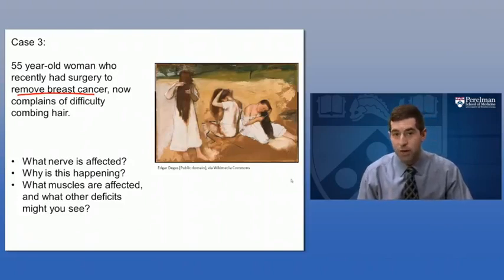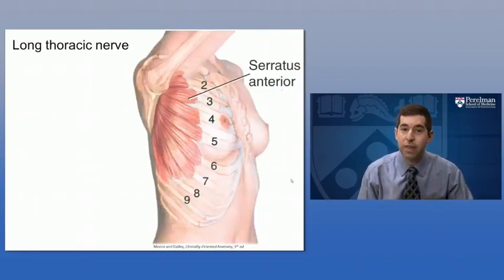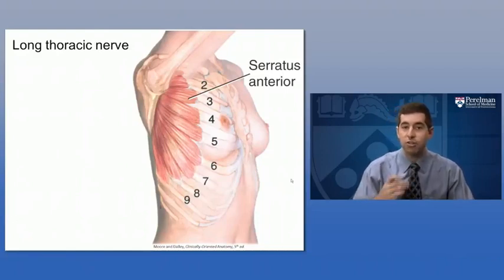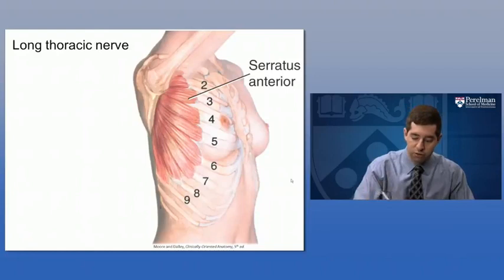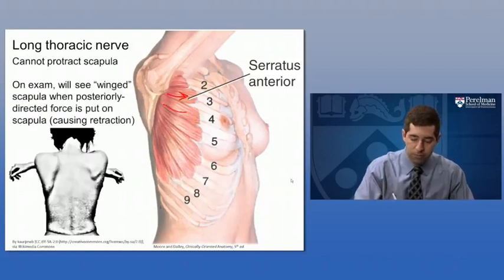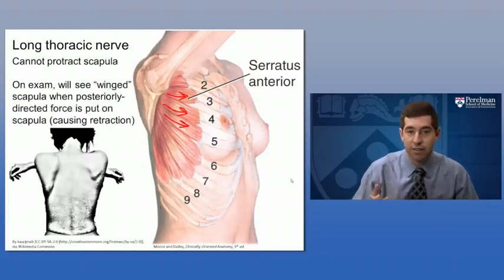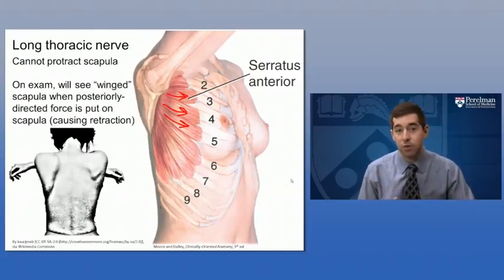Well, the nerve that we're talking about here is the long thoracic nerve, and that muscle is the serratus anterior. Remember, the serratus anterior attaches to the ribs, primarily ribs 2 through 9, and it's going to attach to the anterior aspect of the medial scapula. In so doing, when the serratus anterior starts to contract and pull forward, we're going to end up with that scapula getting protracted.